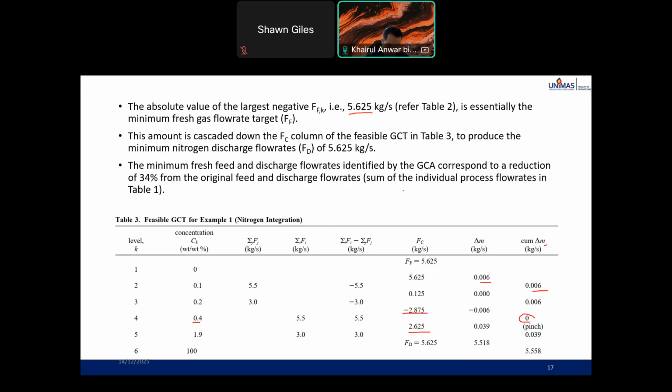Referring back to table 1, without the cascade analysis, the amount of nitrogen needed is 8.5. Now it's reduced to 5.6, which is a 54% reduction.